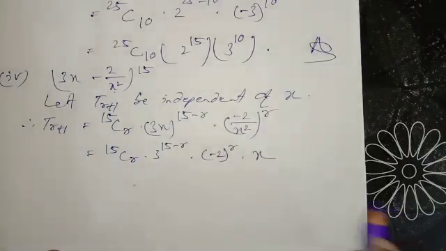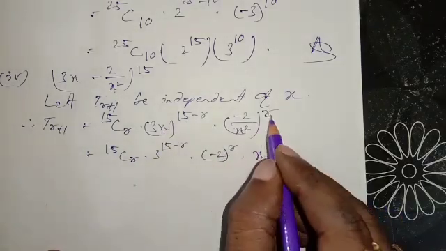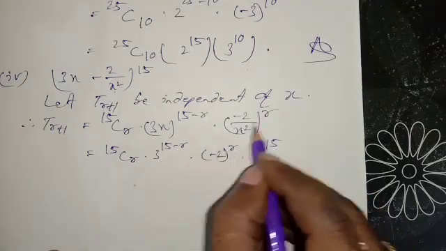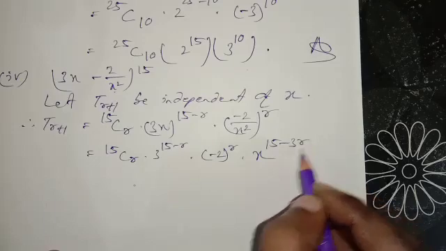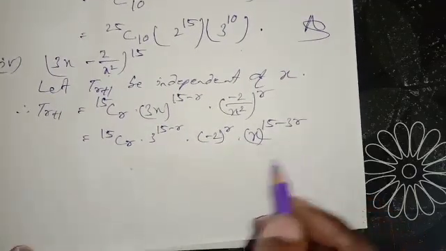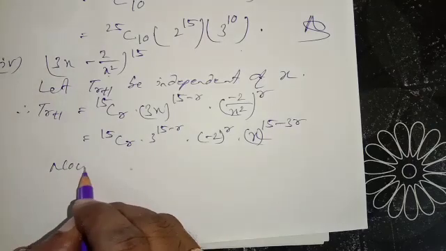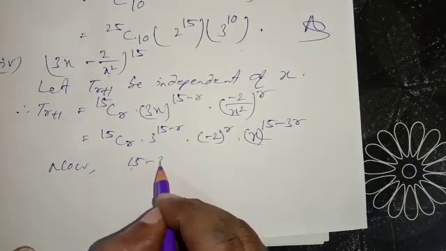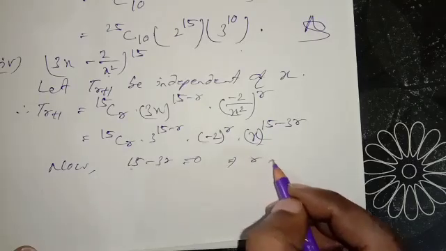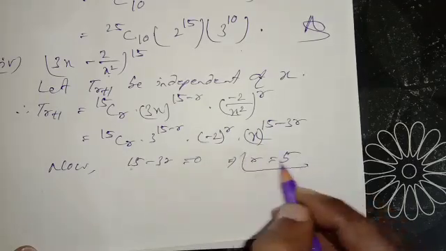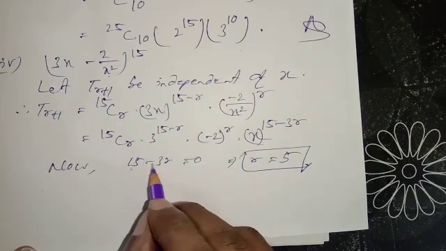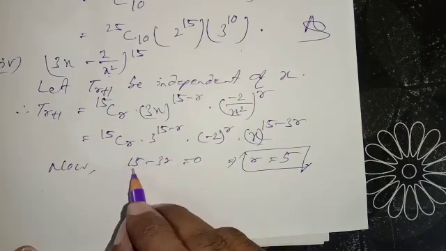and x to the power 15 minus r here, and x to the power minus 2r here. This will be x to the power 15 minus r minus 2r, that means minus 3r. X to the power 15 minus 3r. Now the power should be 0. 15 minus 3r should be equal to 0. What will we get here? r equal to 5, because 15 equals 3r, then r equals 5.